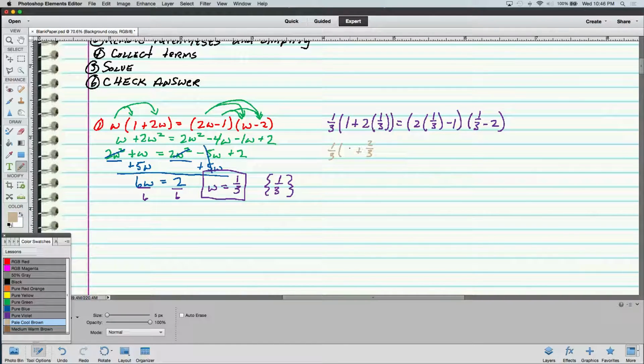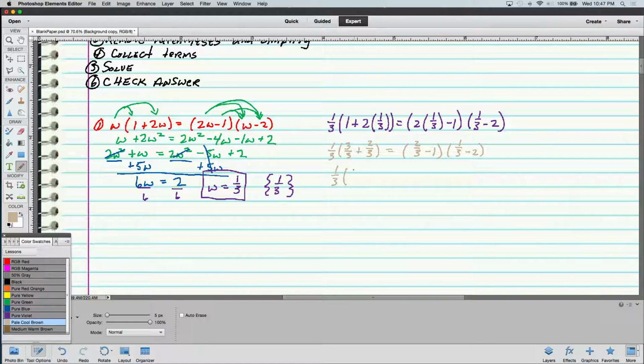1, we're going to want that as a fraction with the same denominator as the 3. So we're just going to change that 1 to a 3/3 equals 2 times 1/3 on this side. So 2/3 minus 1, and then 1/3 minus 2. So adding these two, remember when you add fractions with the same denominator, all you do is add the numerator.